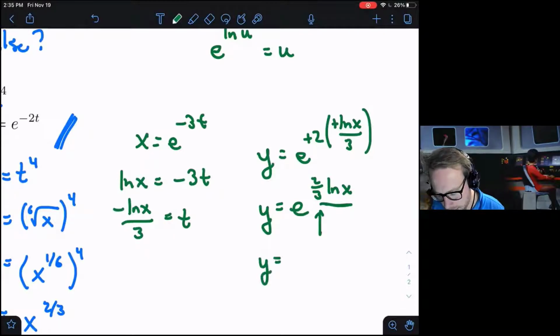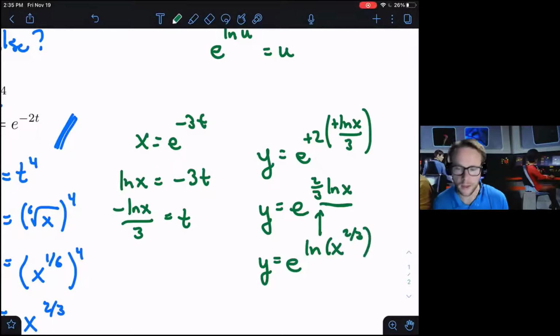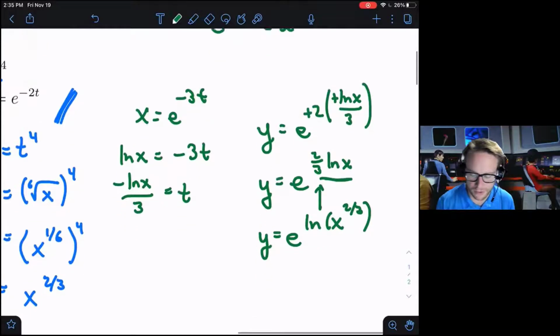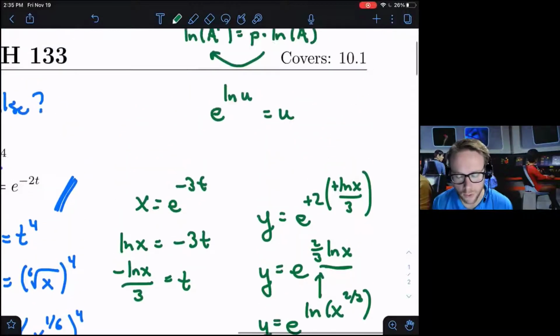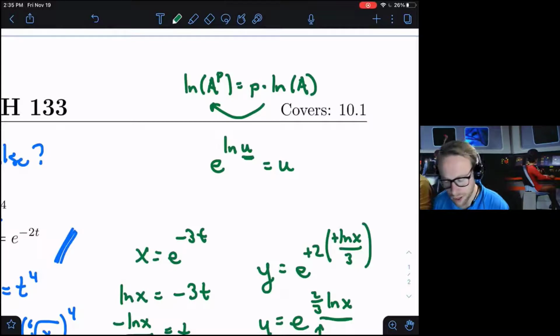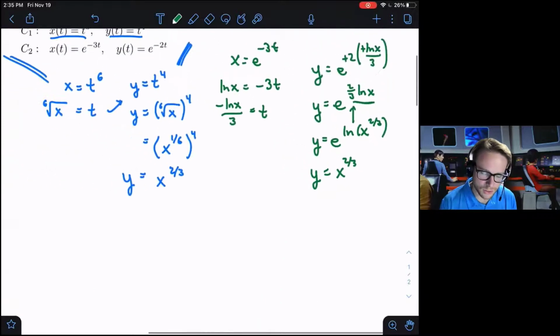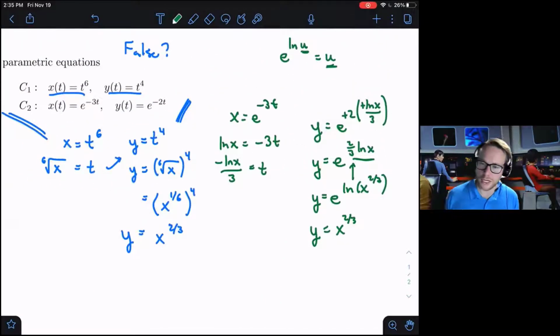So this is going to be y is equal to e to the natural log of x to the 2/3 power. Now my e's and natural logs perfectly cancel out, and what I'm left with is x to the 2/3 power, right? Whatever's on the inside there, whatever that u is, whatever's inside of that natural log, that's what it simplifies down to. And so we can actually see that these things do have the same Cartesian equations. And so it's at this point that we start to say, well, maybe it's true that these things do actually have the same graphs.